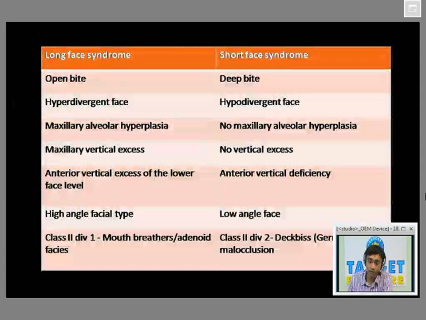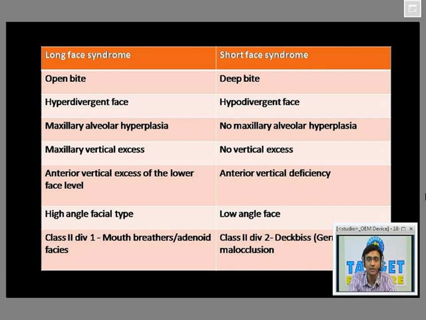Now again, coming to the difference between long face and the short face. Long face is also called hyperdivergent face. Why would it be called hyperdivergent face? The concept behind this is that we have different planes in cephalometrics, like I told you. There is the SN plane right from the cranial-most position. We have the SN plane, then the FH plane, then the palatal plane on the maxilla, the occlusal plane, and the mandibular plane.